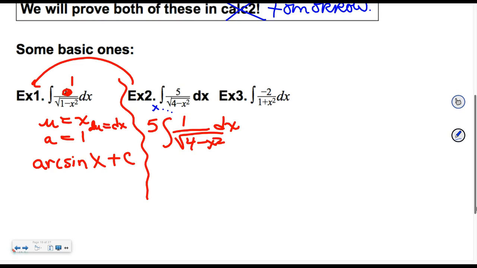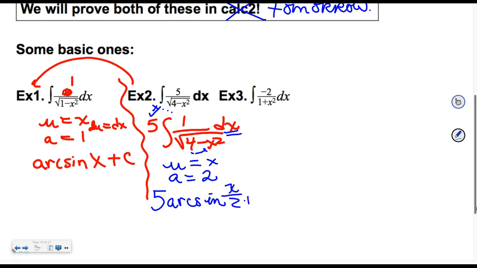Again, this is looking like arcsine. I need to identify my u. In this scenario, it's what function's being squared, and that's an x. I need to identify du to see if I have a fraction correction, but in this scenario, du is dx, so no need to do a correction on that. My a is whatever number's being squared out front, which is a 2, and then I'll just say this is 5, the one I pulled out front, arcsine u over a, plus c, and it's done.